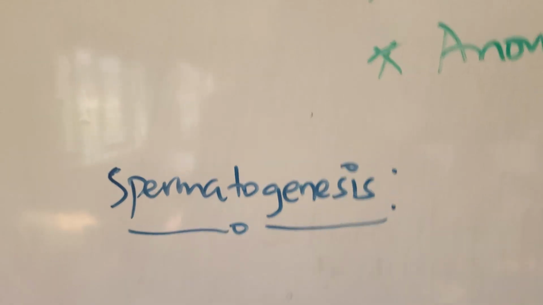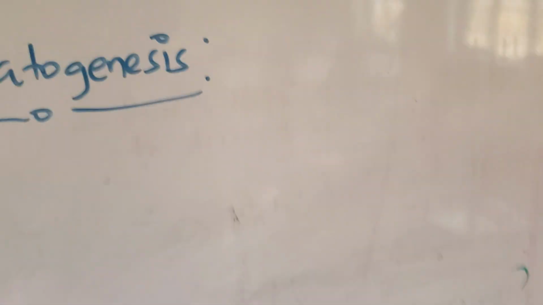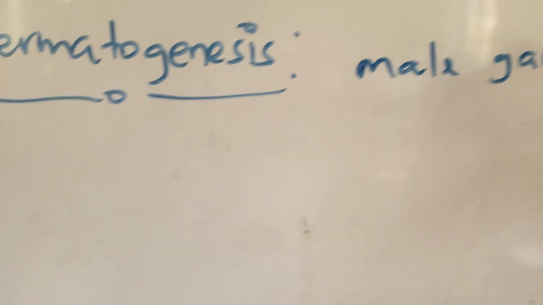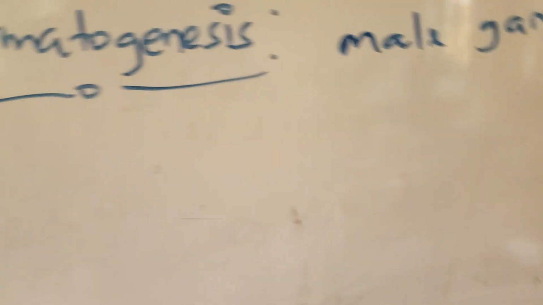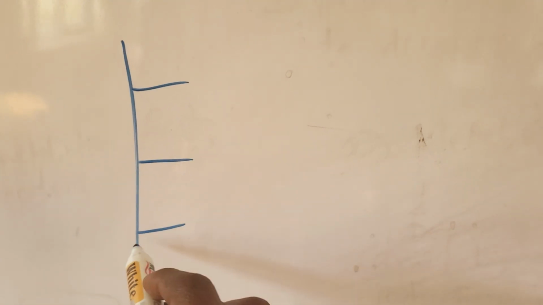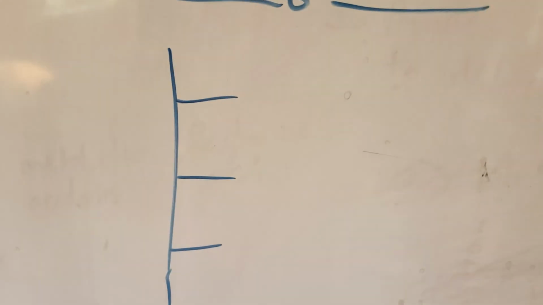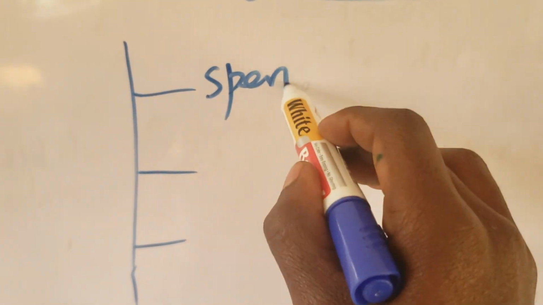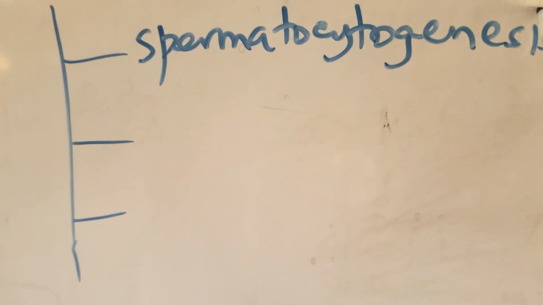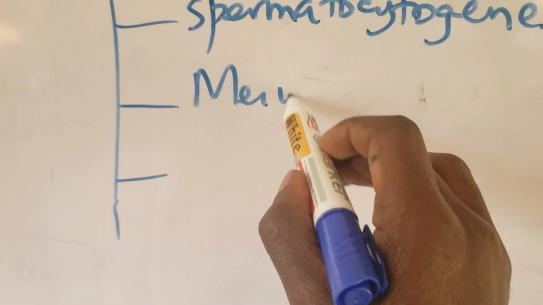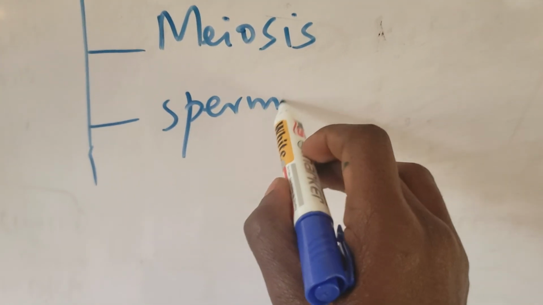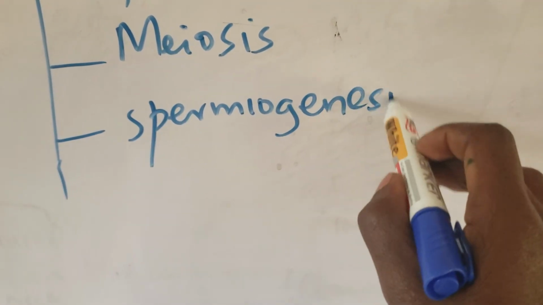And we say that spermatogenesis here is formation and development of male gametes. And it is divided into 3 main parts. The first one, we have spermatocytogenesis. We have meiosis, and we have what we call spermiogenesis.